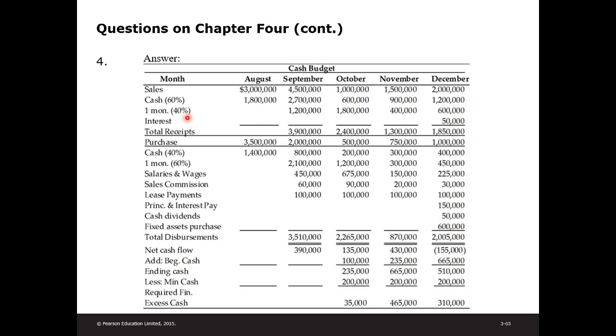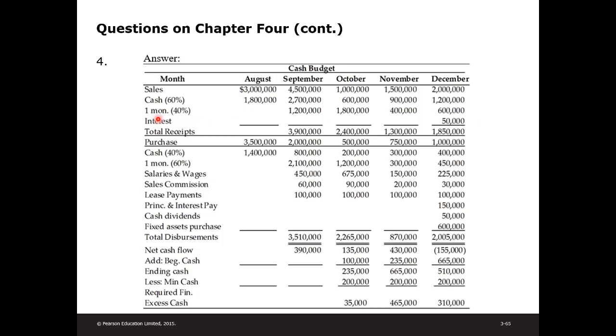Next, we need to calculate the 1 month lag accounts receivable, which is 40% of the preceding month. So for August, we don't have previous months, so we will go to September in order to come up with this figure. We will multiply the 3 million sales of August by 40% to calculate the remaining 40% of these sales. Then in October, we will multiply the 40% by the sales of September, which is 4,500,000, to come up with 1,800,000, and so on for the next 2 months.